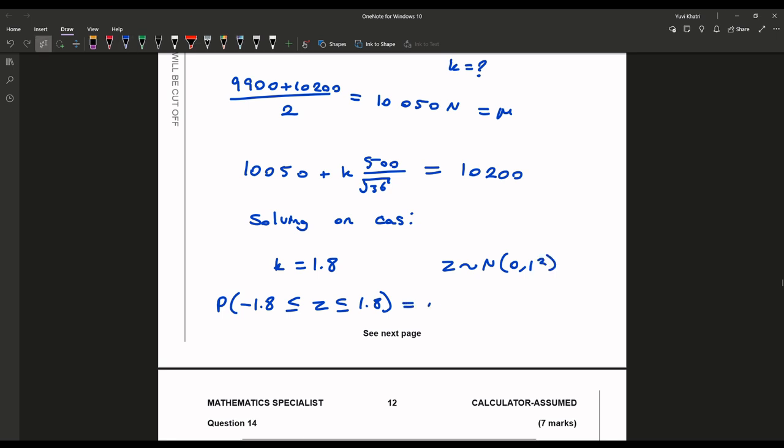So getting that gives us 0.9281, and we can do this on our ClassPad. So our confidence level is 92.8% to the nearest 0.1%.